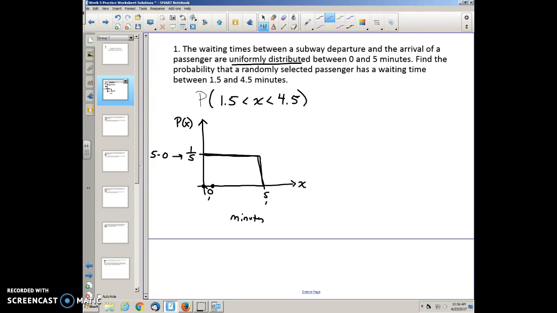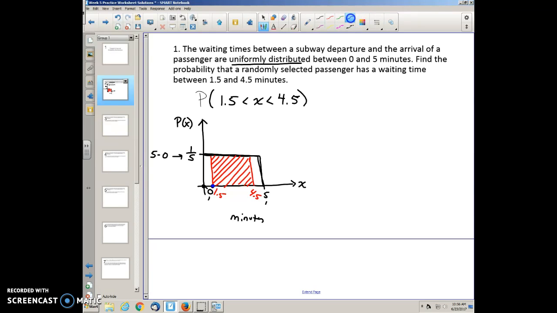We can now draw a line straight up indicating 1.5 and 4.5. Those are probably not exact locations, but it's okay. And we shade this in. In order to find the probability in a continuous probability distribution, such as the uniform and the normal distributions, you need to find the area under the curve associated with the region that you're trying to find.